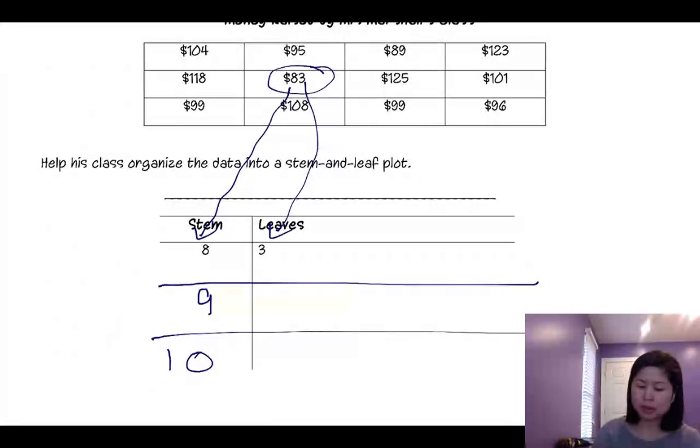So I start with 83, done with 83. You don't have to go in the same order. I can start with 104. The 104 would go to the last row, right? The 10 is already here, so the 4, I will list out the 4.